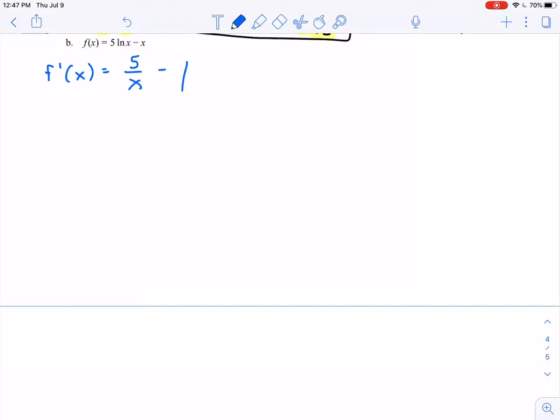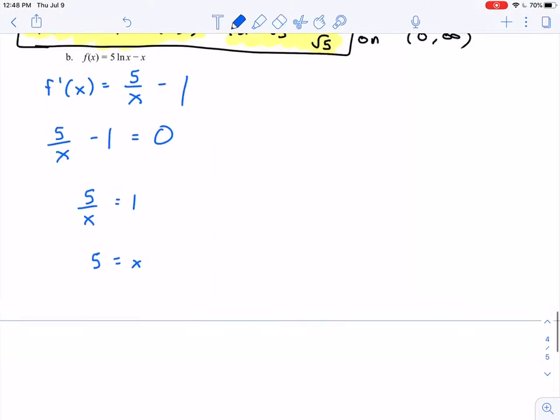I want to take my first derivative, 5 over x minus 1, set it equal to 0. So let's see, we'll add 1, 5 over x equals 1. So I end up with x equals 5. What else? I need to consider, where is my derivative undefined? Where does it not exist?